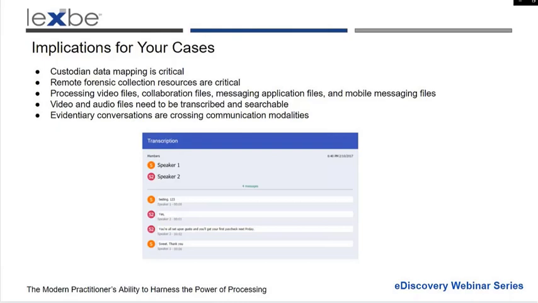Video and audio files need to be transcribed and searchable. And lastly, many evidentiary conversations are now crossing communication modalities. So we're seeing more email to Slack and to other messaging applications, all within the same conversation. So technologies like near duplication groupings are really important to make sure that you can find that evidence.